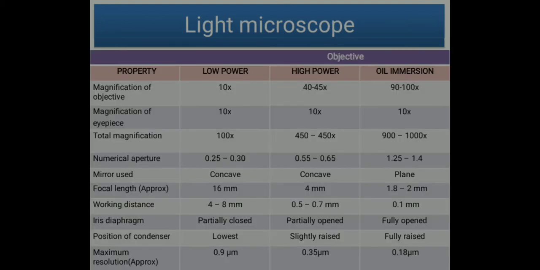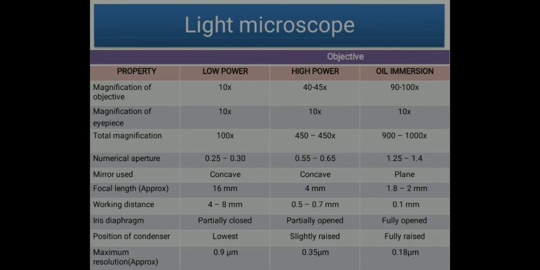Here let us talk about the objectives and their properties: low power, high power, and with oil emulsion. Magnification of the objective with low power is 10x, high power is 40 to 45x, with oil emulsion it is around 90 to 100x. Magnification of the eyepiece remains constant, that is 10x. Total magnification will be at low power 100x, at high power 400 to 450x, then with oil emulsion around 900 to 1000x.